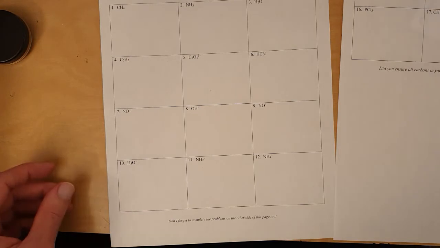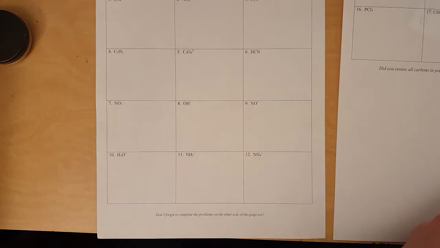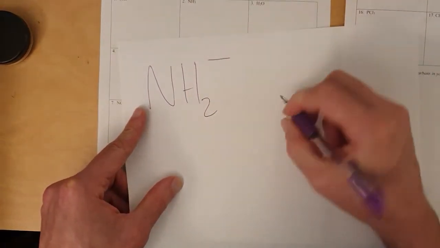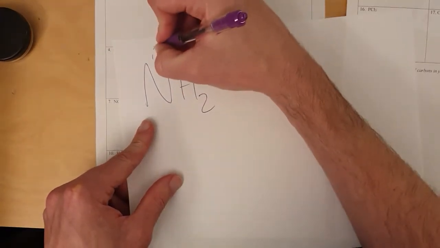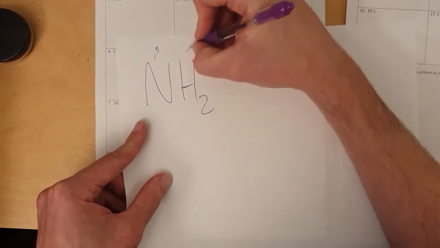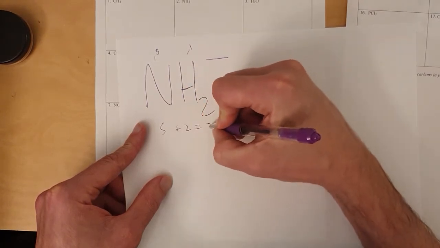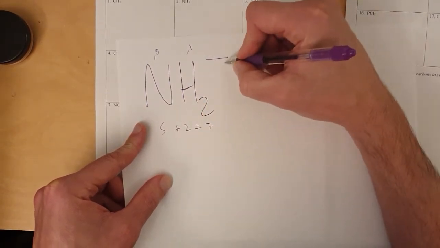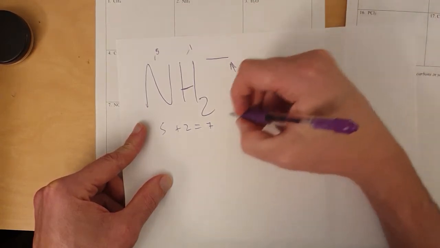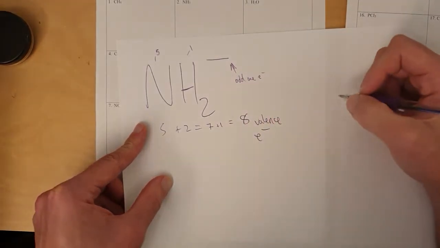All right, let's do another one. NH2-. Again, I'll write that bigger. Okay, nitrogen has 5 valence electrons. If you look at the periodic table, you can tell it has 5. Hydrogen has 1, and there's 2 of them, so 5 plus 2 equals 7. And then this negative charge means add 1 electron. So 7 plus 1 equals 8 valence electrons.